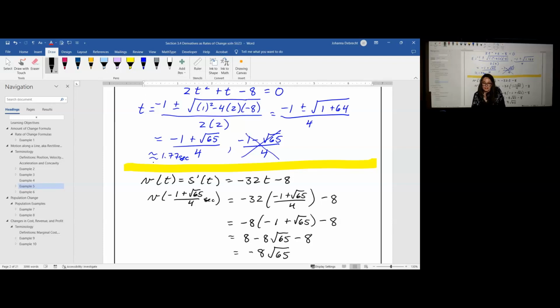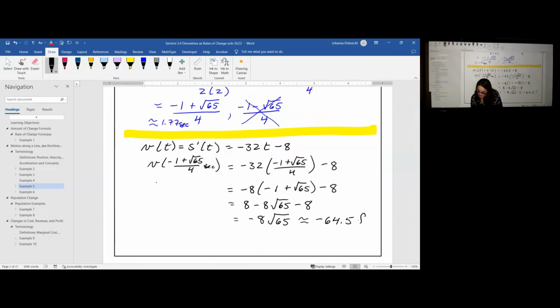Now you may approximate. This gives me roughly negative 64.5, and I believe it was in feet per second. So this would give me the velocity when it hits the ground. At the instant it hits the ground, it's traveling at a speed of negative 64.5 feet per second.